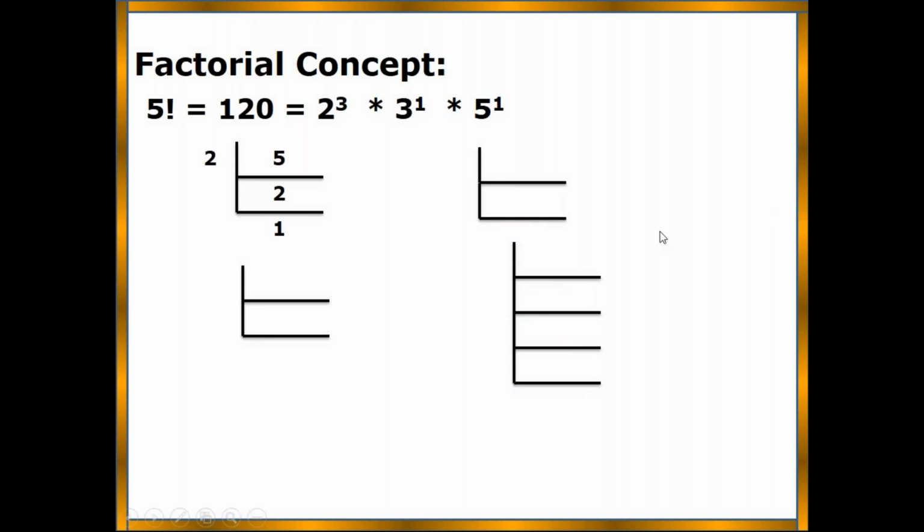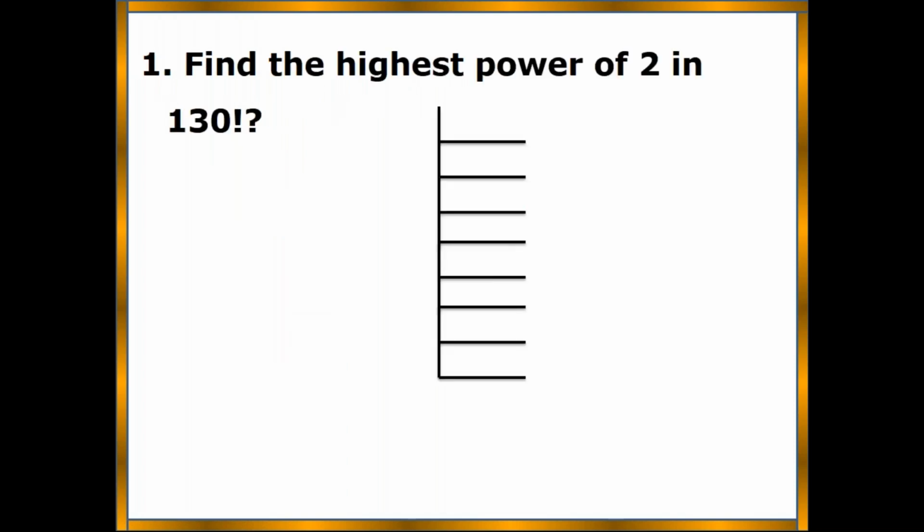Understood these examples? Yes. So 3 power in 5 factorial is 1. 3 power in 10 factorial: 3 3s are 9, 3 1s are 3, 1 plus 3 is 4. Okay. So write down.